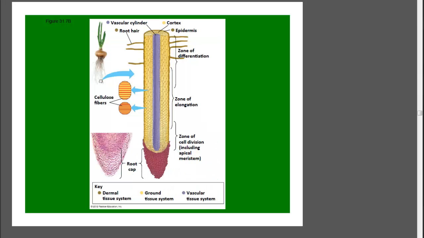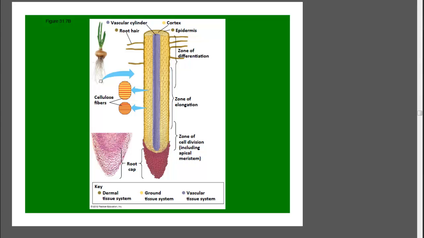When we talk about primary growth in plants, we not only talk about the plant getting taller above ground, we also have to talk about the plant getting taller below ground. What does this mean? Well, this means root growth. So throughout the life of the plant, the roots will get longer and longer and longer.